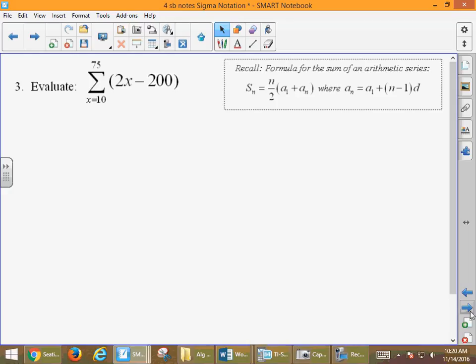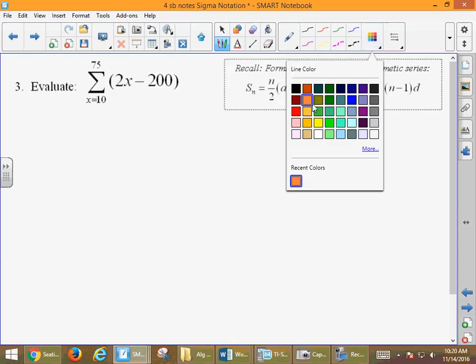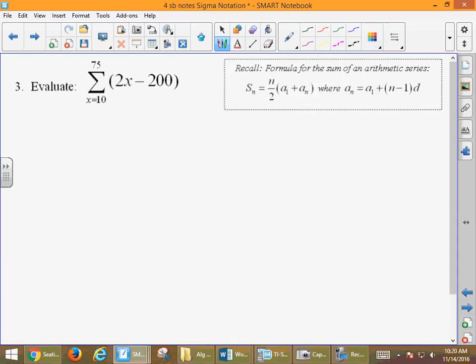But what we can do is we can look at a couple of values here. For instance, let's start at x equals 10. And so this is going to be 2 times 10 minus 200. And you can type it in your calculator, but hopefully I have done my math correct on my notes. And that gives us negative 180.